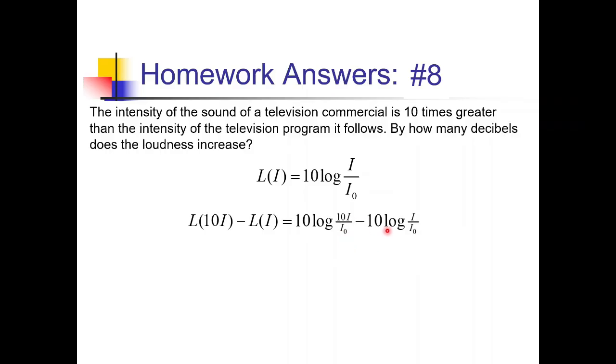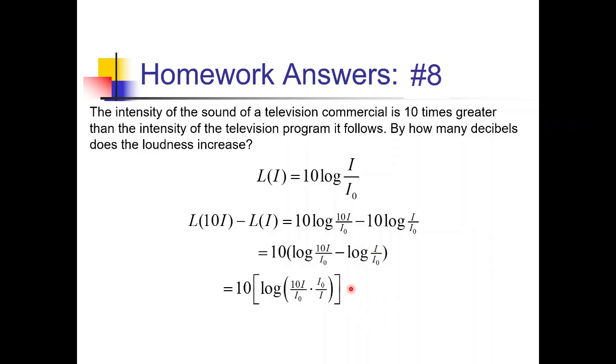Now I can condense this a little bit, and maybe if I do that I'll be able to actually figure out a number for this. I can start by factoring out these 10s. So that leaves me with 10 parentheses, and then we have these two logs that are being subtracted in the same parentheses together. Now if I'm subtracting these logs, that means that I can divide their inputs. So I can write this in here as log of 10I over I0 divided by I over I0. But if I'm dividing by a fraction, I can actually just multiply by the reciprocal. So I'm going to skip a step here and call this log of 10I over I0 times reciprocal of this, I0 over I.